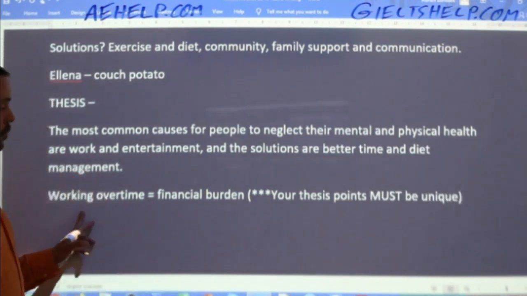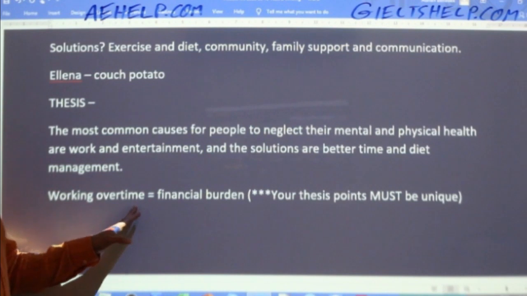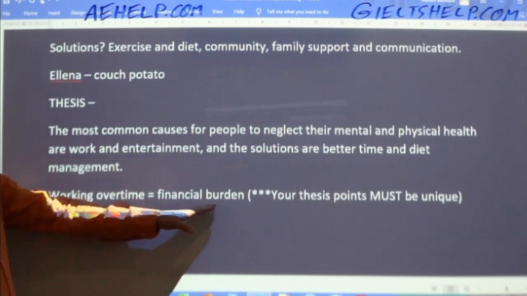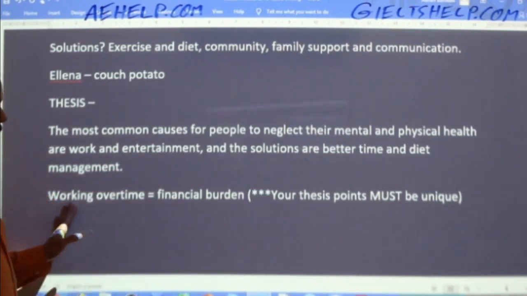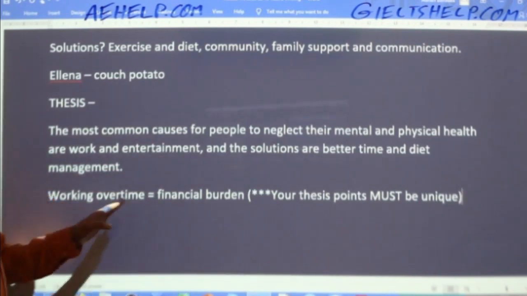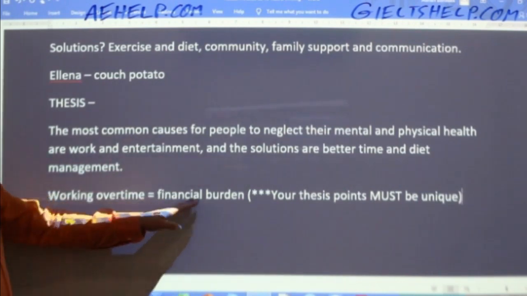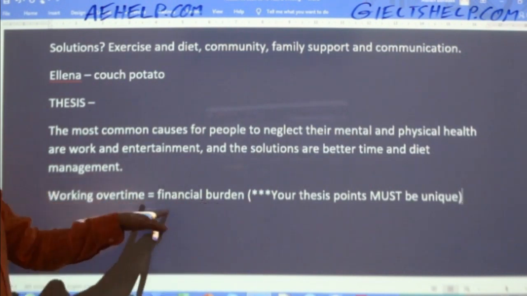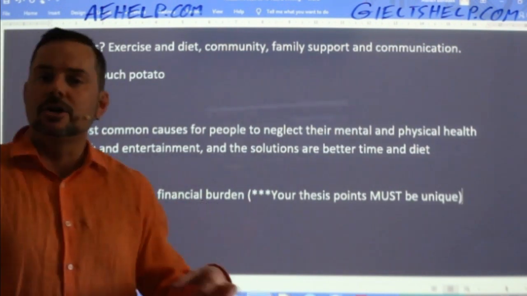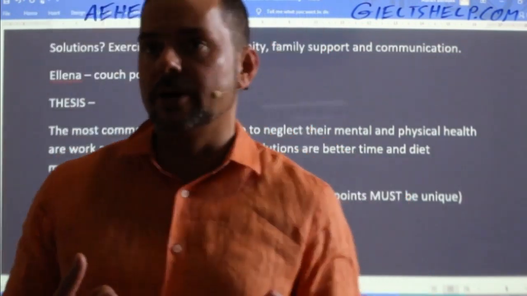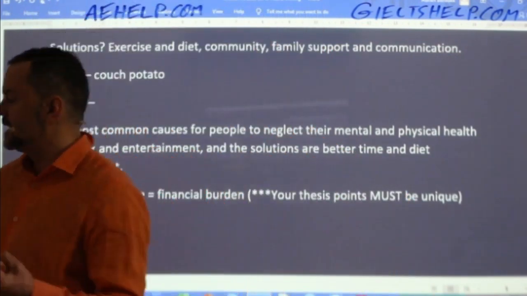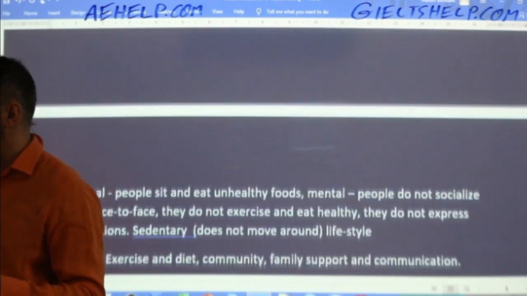Okay, so these are not, Kisi. The reason why people work overtime most of the time is because they want to make more money and have less financial burden. So working overtime, why? To make more money. Why? Because we have financial burden. So these 2 points are not exclusive. They're not unique enough to write 2 body paragraphs. Is that clear, Kisi? Same with laziness and entertainment.